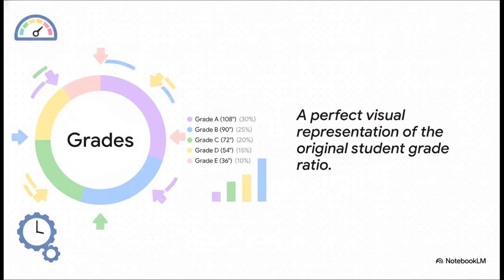And there you have it. By doing that simple calculation for each part of the ratio, we get the precise angle for every single slice. Grade A gets a 108-degree slice, grade B gets a 90-degree slice, and so on down the line. It's a perfect visual way to represent that original data ratio.